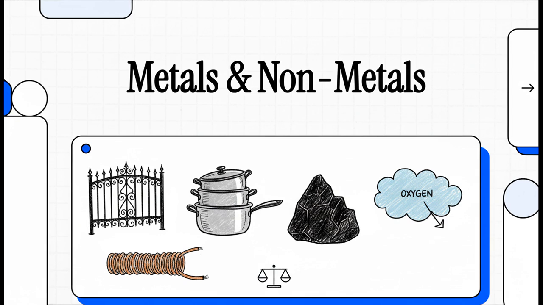Now before we even open the textbook, I want you to just look around you right now. You might see an iron gate or maybe some shiny aluminum utensils in the kitchen. You definitely see copper wires somewhere around. But think about other things too, like a piece of coal or the oxygen we all breathe. All these things feel so different, they look so different, don't they? Well, that's exactly what we are going to explore today.